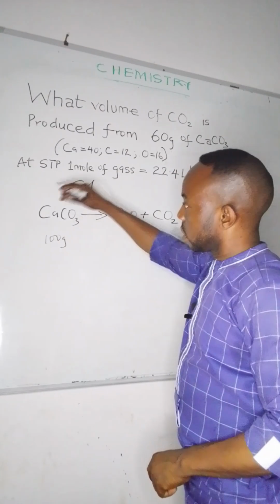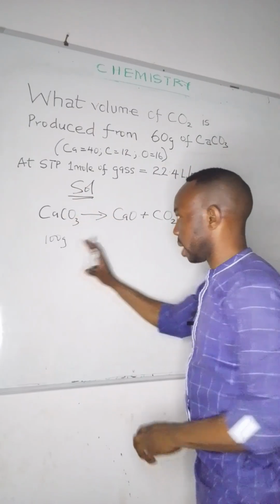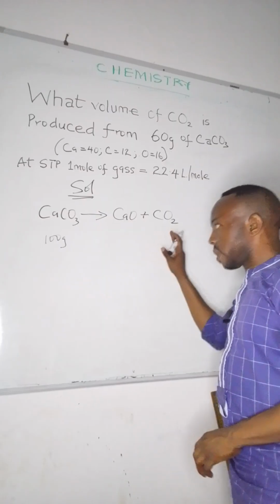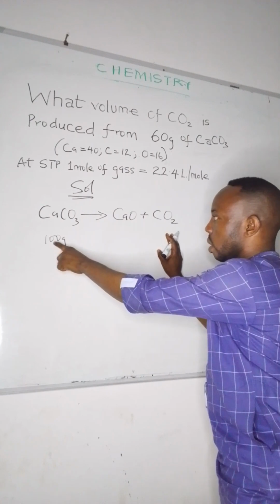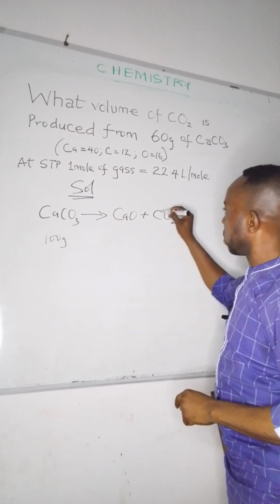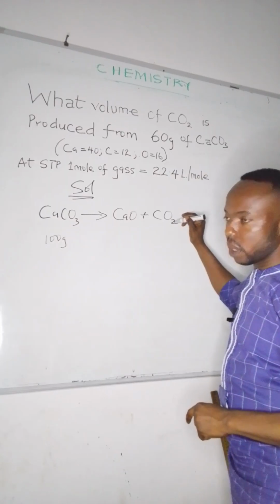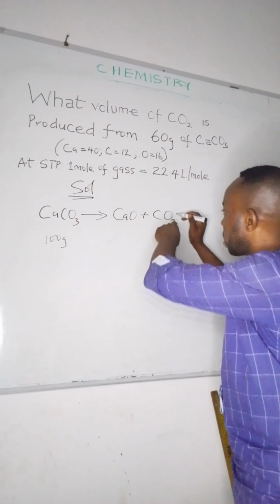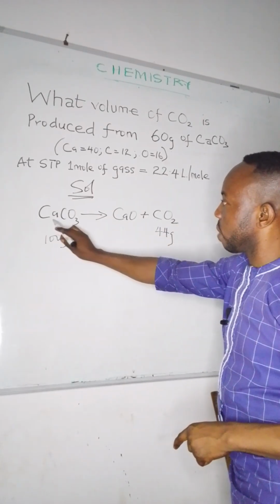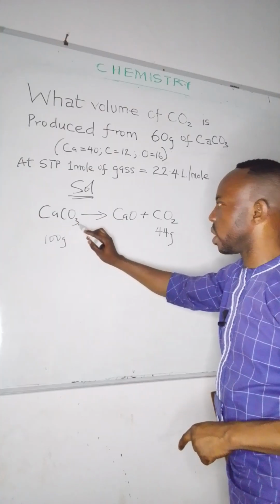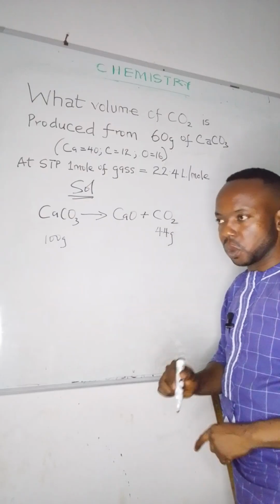So there are 100 grams of calcium carbonate in this equation that produces, let's find the amount in grams of carbon dioxide produced from this 100 grams. So carbon is 12 plus oxygen is 16. Because oxygen is 2 here, we'll do 16 times 2 plus that 12, which is 44 grams. So in every 100 grams of calcium carbonate, 44 grams of carbon dioxide is produced.